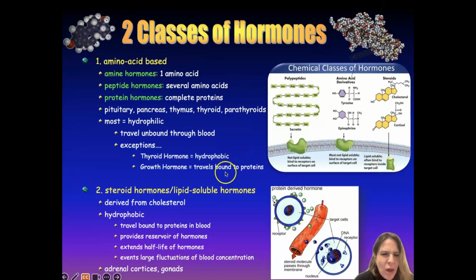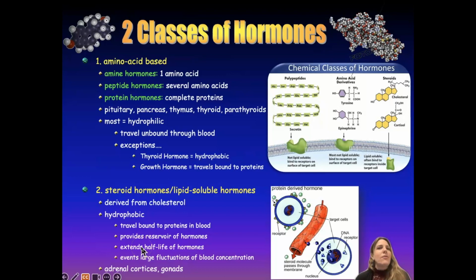Because they're lipid soluble, they actually go straight through the plasma membrane and bind to receptors inside of the cell. So why do we want hormones that have to have other proteins to bind to in the blood to be able to travel? Well, because they're not going to travel as fast as the amino acid-based ones, we end up getting a reservoir of these hormones in the blood, which is a good thing because we basically have a storage of these so that when we need them, boom, we can get them. And it extends the half-life of the hormones.